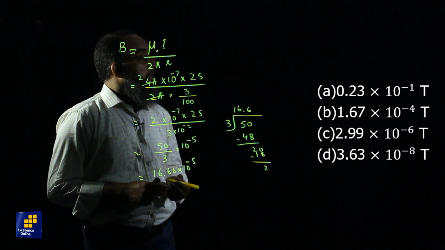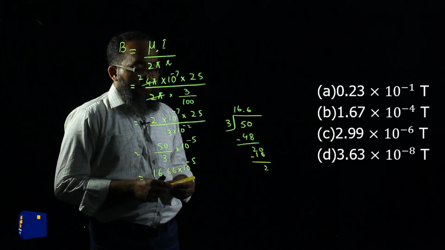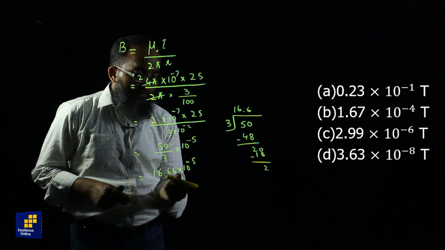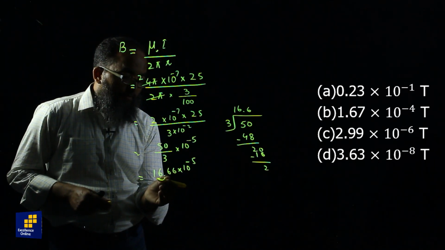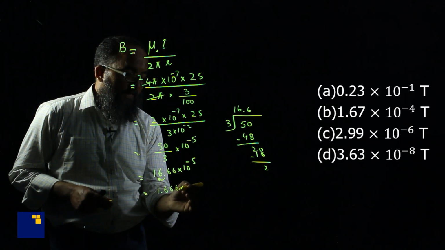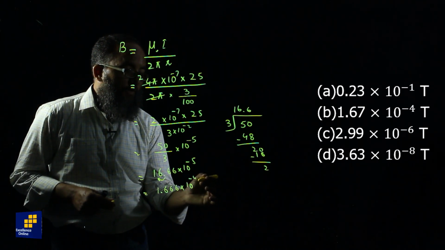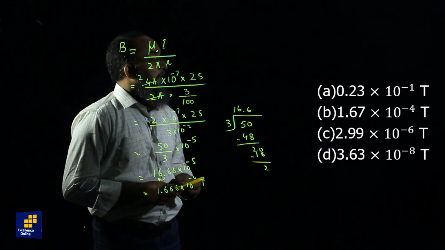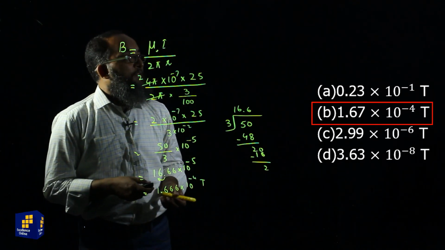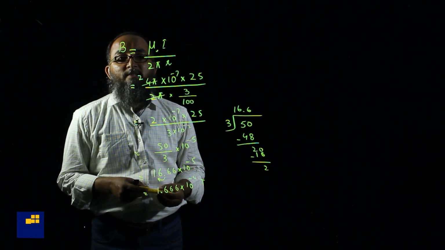If you see the options, all the answers are in scientific notation. That's why I move this point one digit backward. We get 1.666 × 10^-4 Tesla. So the correct option is B, which is 1.67 × 10^-4 Tesla.